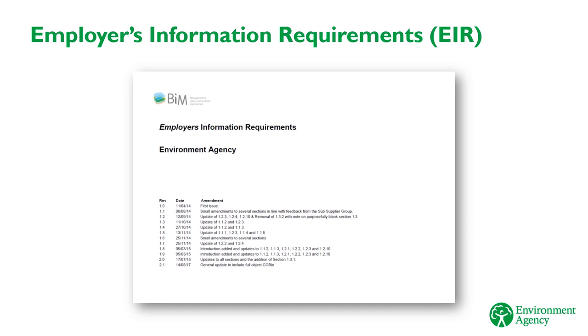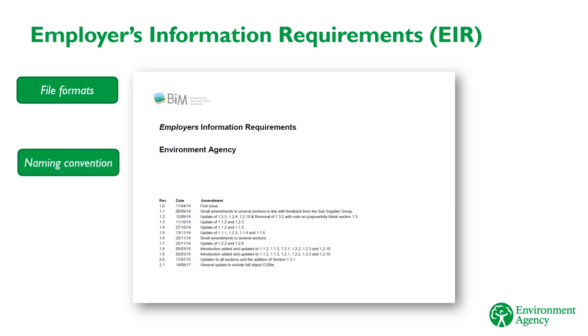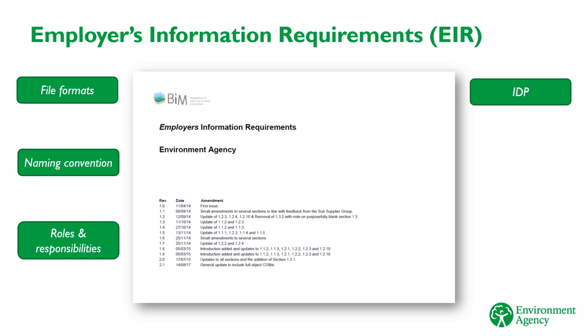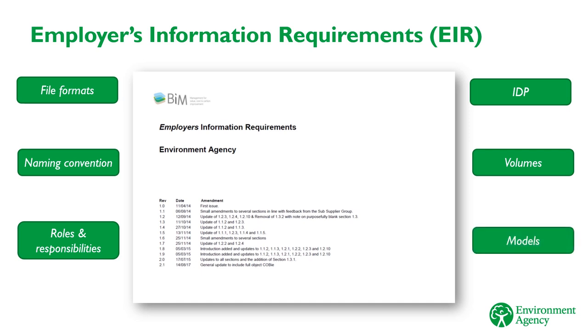The Employer's Information Requirements, or EIR, is the document which outlines how the EA as a client wish to receive information from our suppliers. In the EIR, we specify things like the file formats we want to receive information in, file naming convention, which roles we will take on in managing information and which the supplier will be responsible for, standard processes for managing information, for example, the use of IDP, standard codes, such as volumes, to be used on all EA projects, how items such as federated models should be handled, and so on. The EIR is a minimum technical requirement and is automatically included with all of our contract documents.